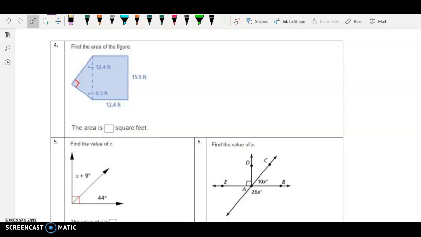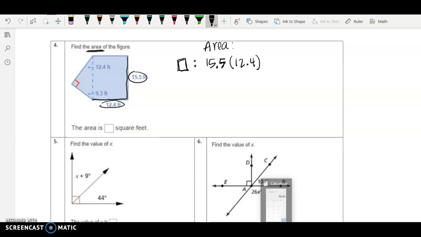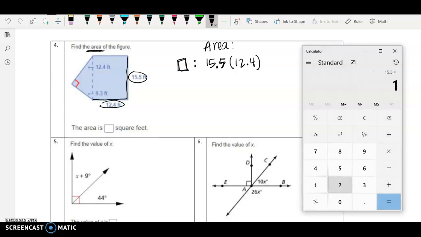Find the area of the figure. This one was actually very similar to the one that was on your homework. So what we're going to do is, again, this is area. So we are going to find the area of the box. We're going to look at the length and the width, and multiply these two together. What I like to do is keep it organized. So I'm going to find the area of the box first. So I'm going to do 15.5 times 12.4. We get 192.2.